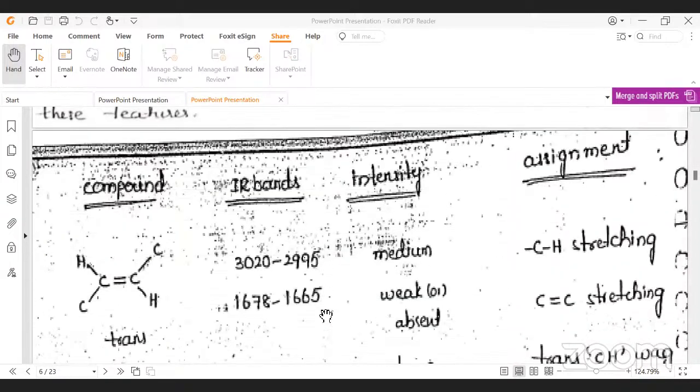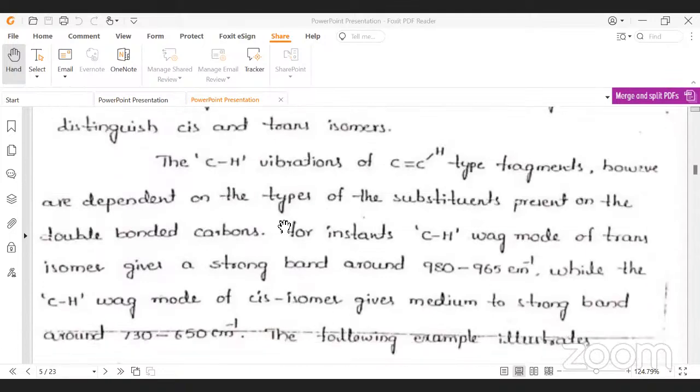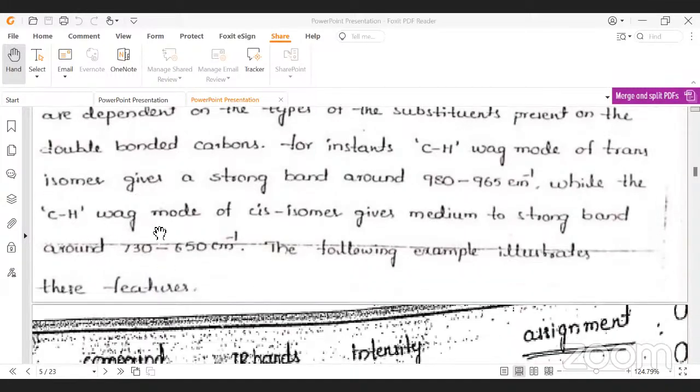The C double bond C-H type of fragments, however, are dependent on the type of substituent present on the double bond carbons. For instance, the CH out-of-plane bending mode of the trans isomer gives a strong band around 965 centimeters inverse, while the CH out-of-plane bending mode of the cis isomer gives a medium to strong band around 730 to 650 centimeters inverse.